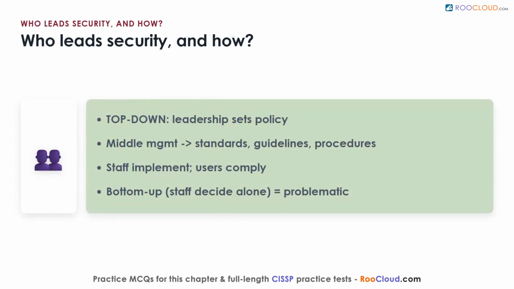Who leads security and how? Senior management leads it using a top-down approach. Upper management sets the policies that give direction to the whole hierarchy. Middle management turns those policies into standards, baselines, guidelines, and procedures. Operational staff then implement the prescribed configurations and end users comply. The opposite, a bottom-up approach where technical staff decide security alone without leadership input, is rare and considered a problem. Security is a business responsibility, not just an IT one. Think of an orchestra. The conductor sets the piece, and every section plays their part in time.